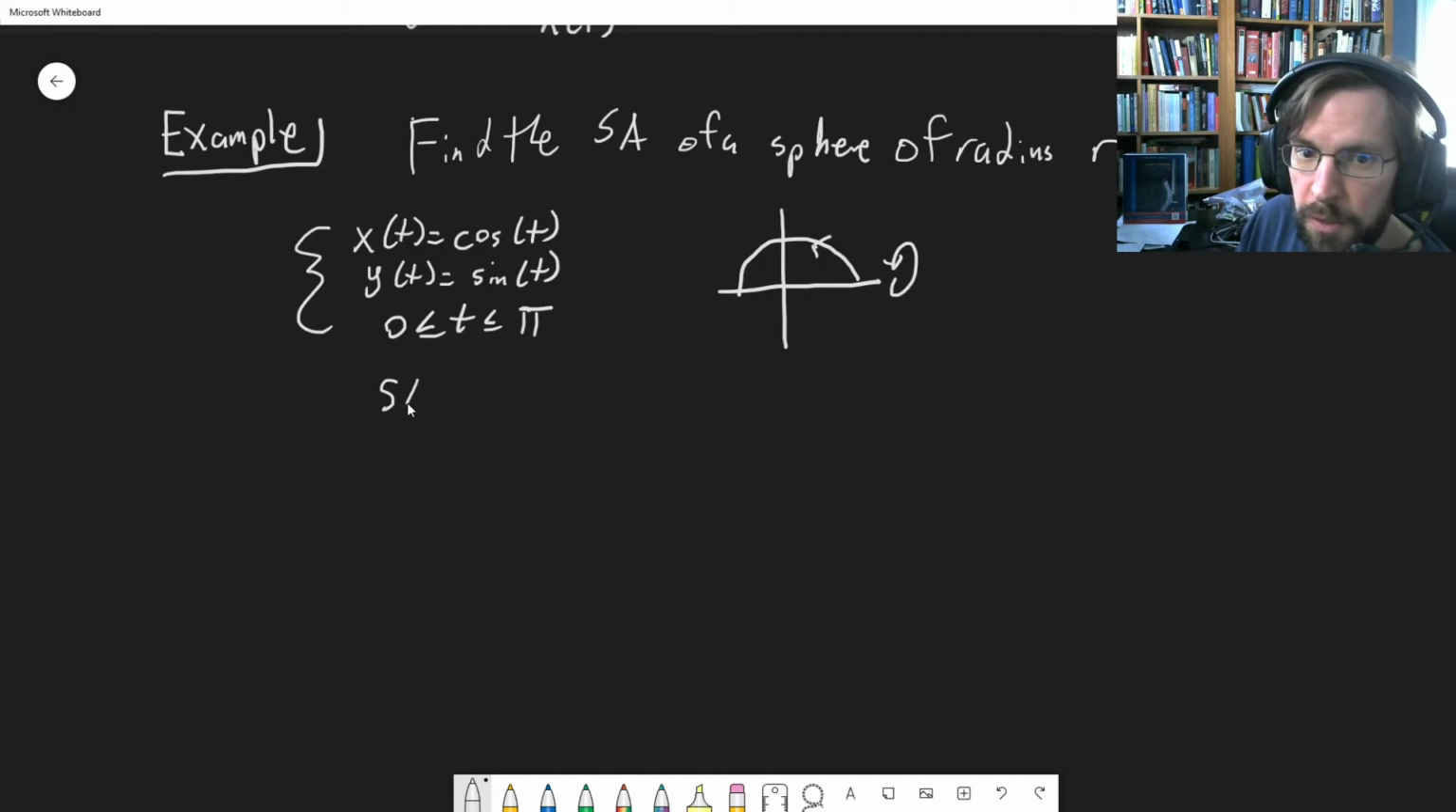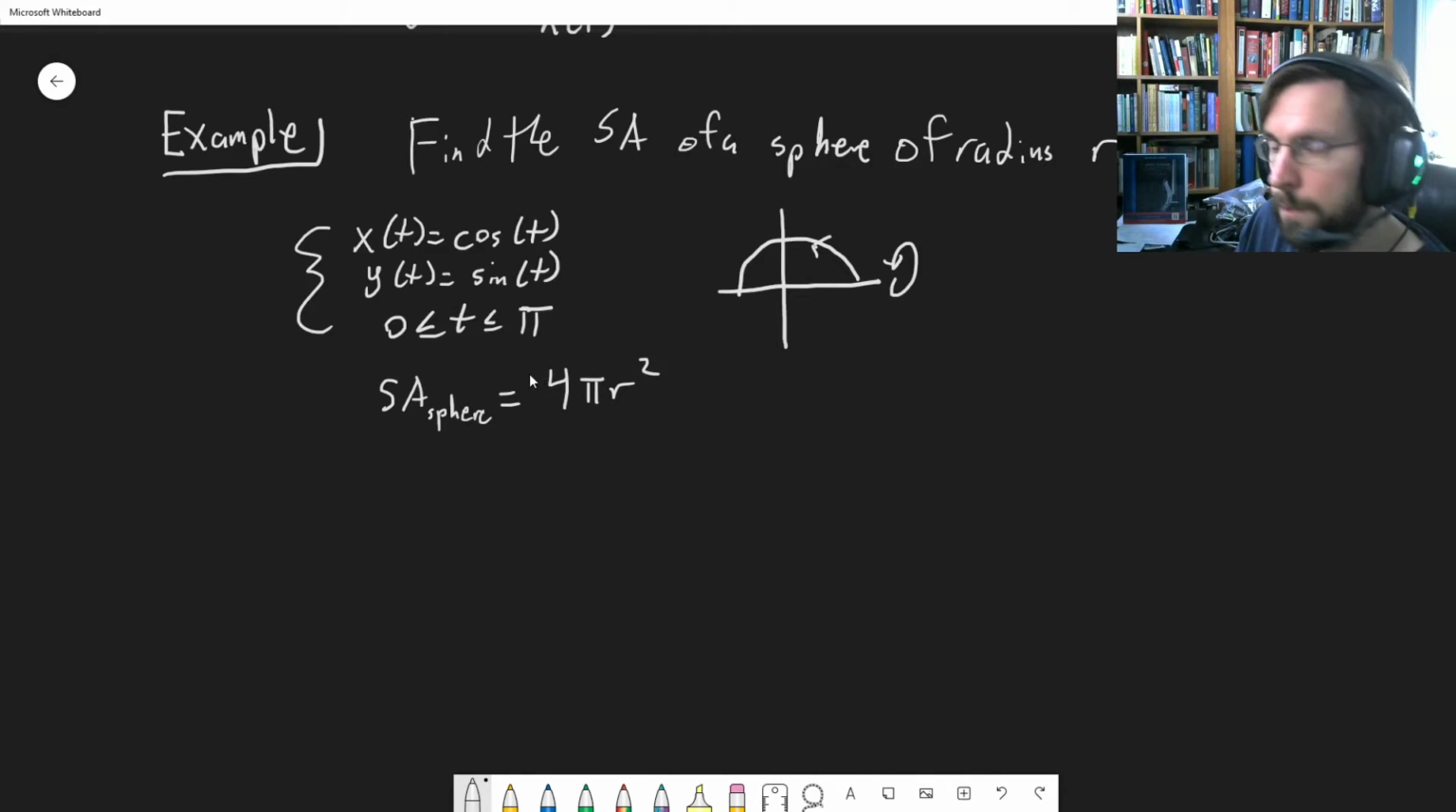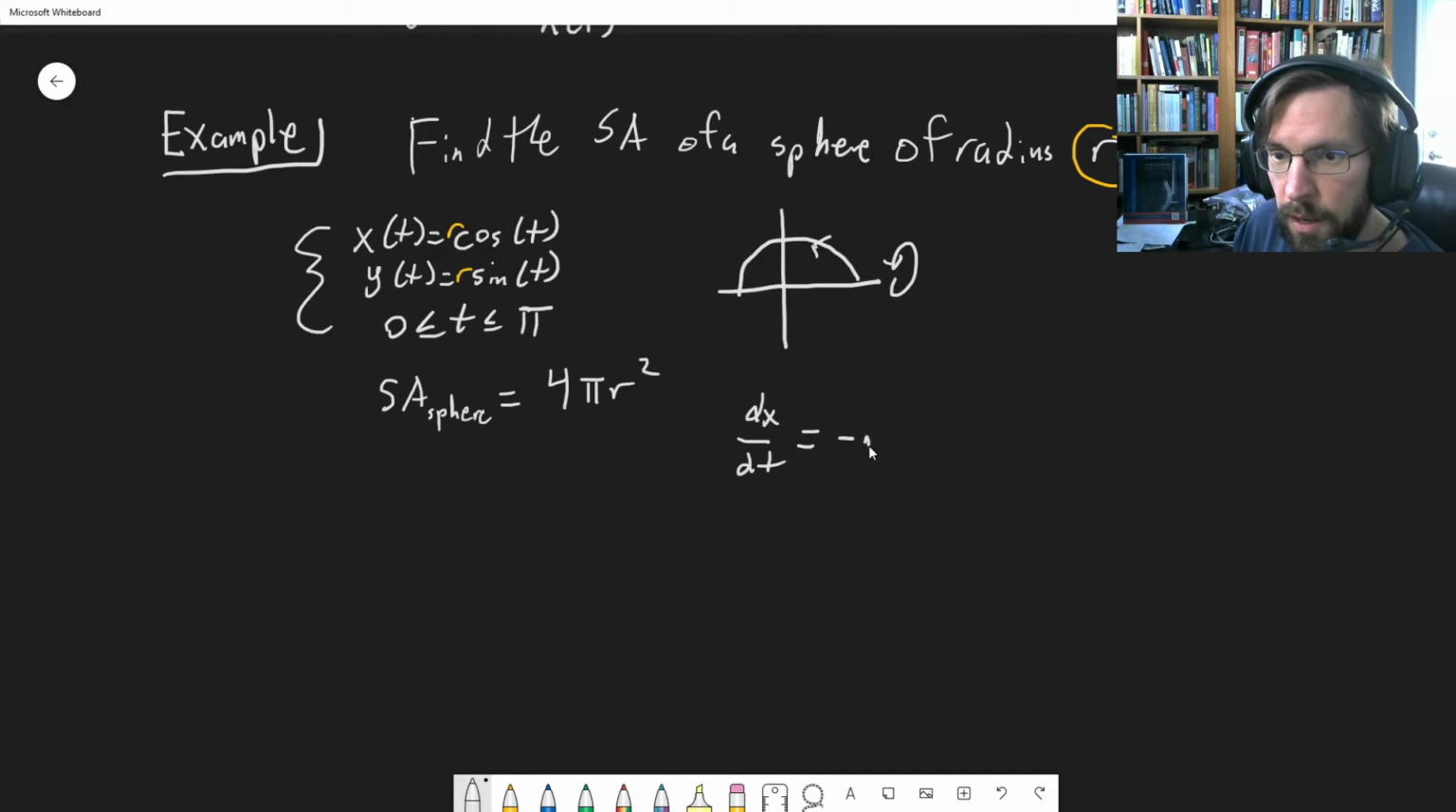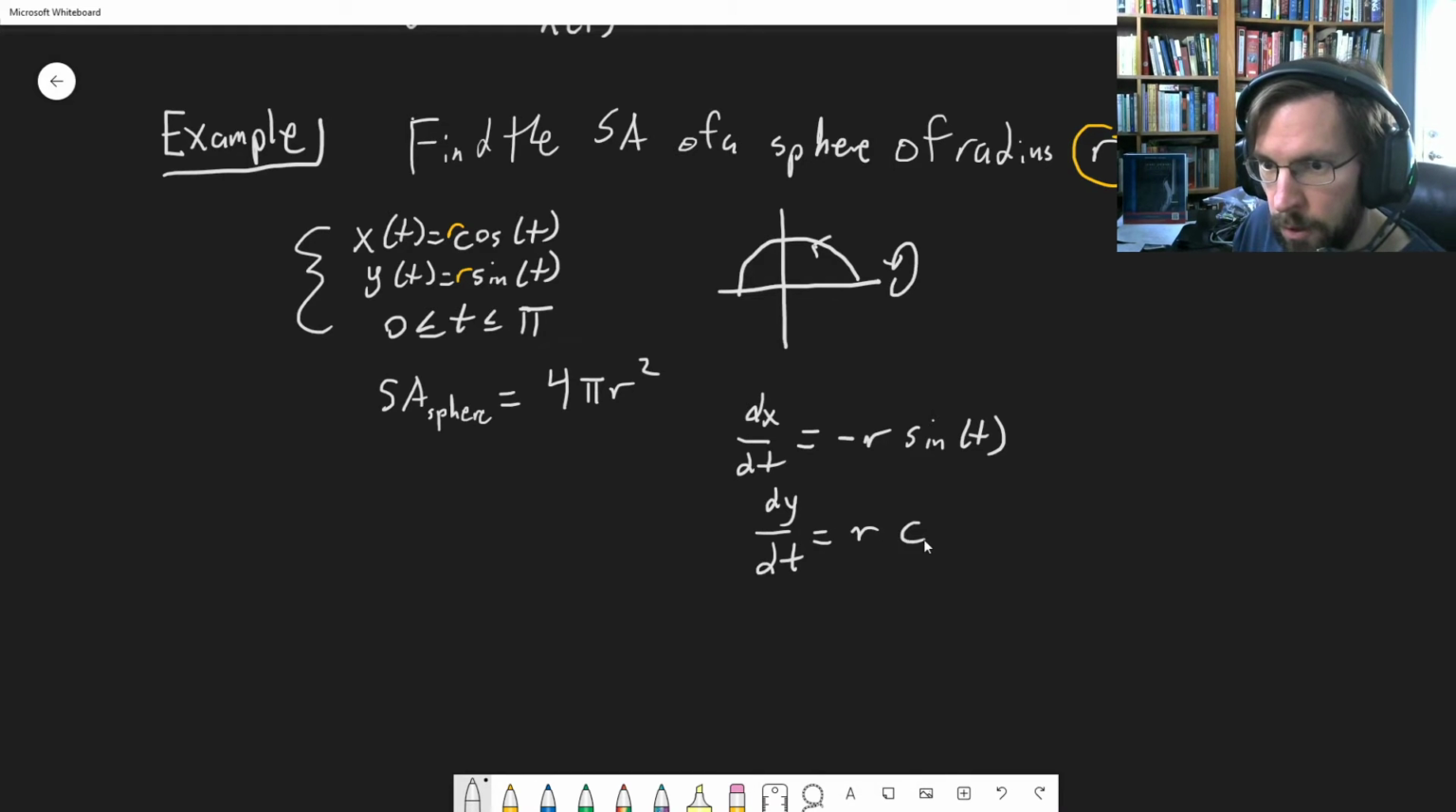Recall the surface area of a sphere should be equal to 4 pi r squared. Okay, and that parametric form isn't quite right. I want a sphere of radius r, so this should be a circle of radius r, so I can do that by just multiplying by r. That means my dx/dt should be negative r sine t, and my dy/dt should be r cosine t.